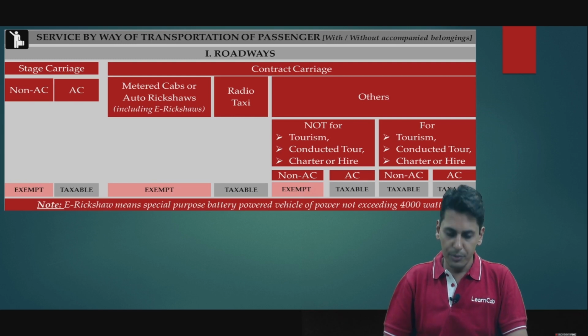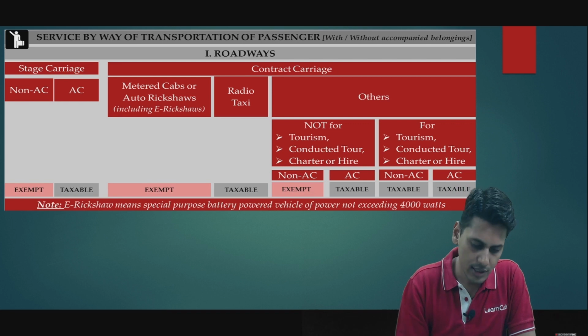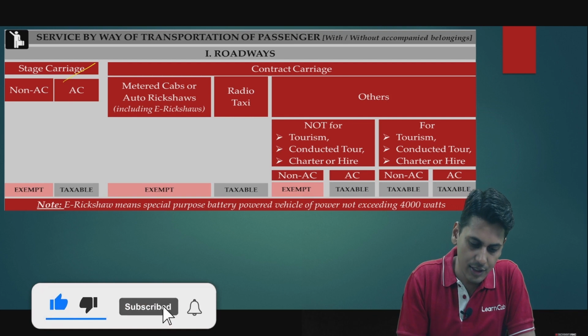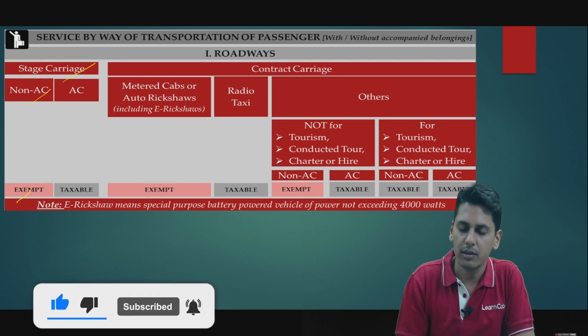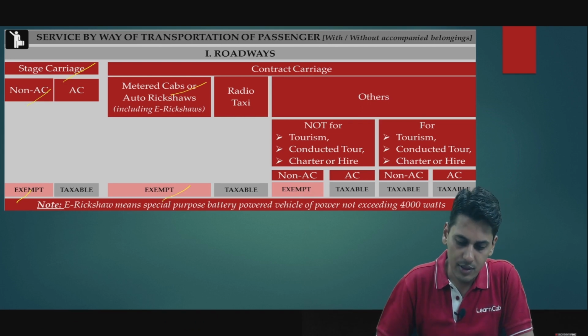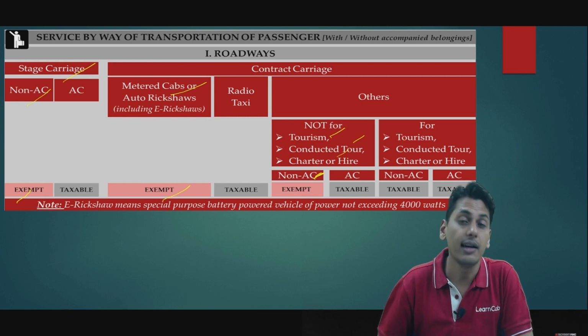The next change is in exemptions. Now friends, just to recollect, first, what was there prior to the change? Transportation of passengers in stage carriage, if it is non-AC, was exempted. Contract carriage, if it was metered cabs or auto rickshaws, was exempted. If it was other than metered cabs or auto rickshaws, other than radio taxis, and if it was non-air conditioning, and also not for tourism, not for conducted tour, not for charter or hire, then it was exempted.